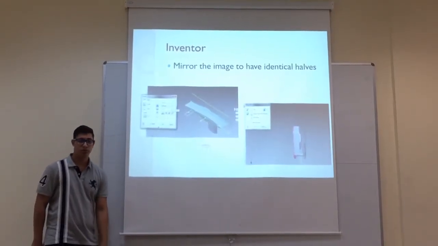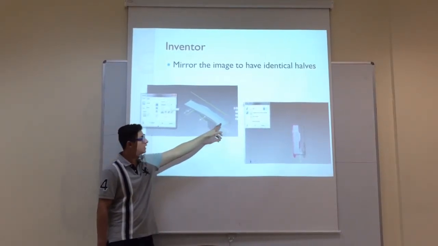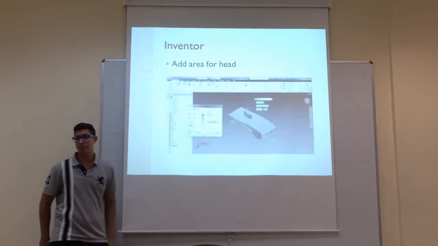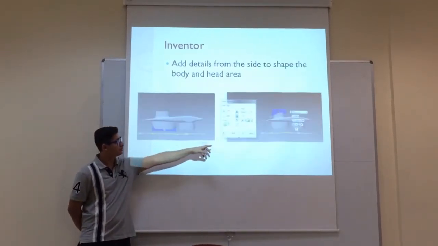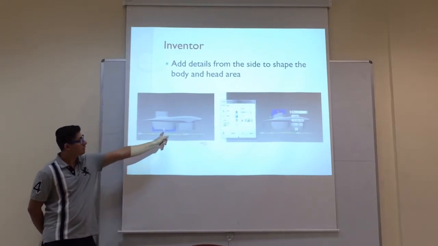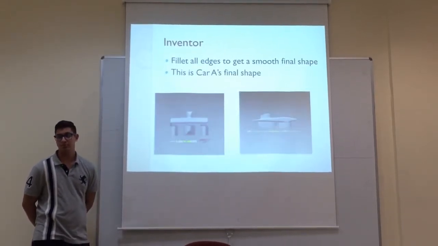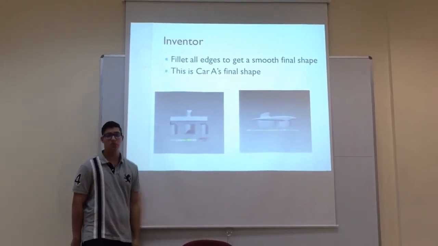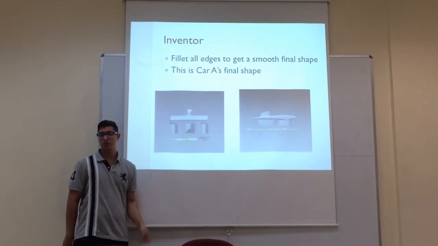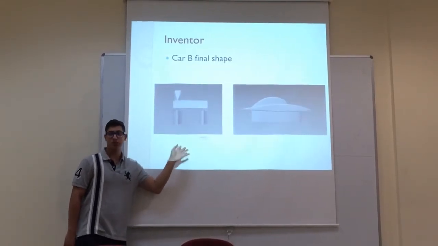Because these cars were both symmetrical, we simply mirrored the image to save time, to make sure that both sides were exactly the same. Then we added the area for the head, where the passenger would go. Then we added shapes for the sides and extruded them. Then to finalize it, we filleted the edges to make a smooth flow around it. This is car A. And this is the design for car B after following the same procedures.